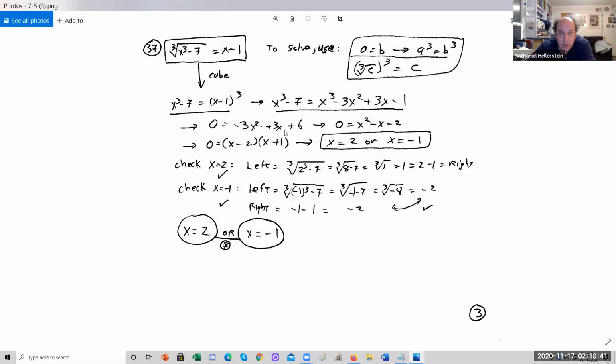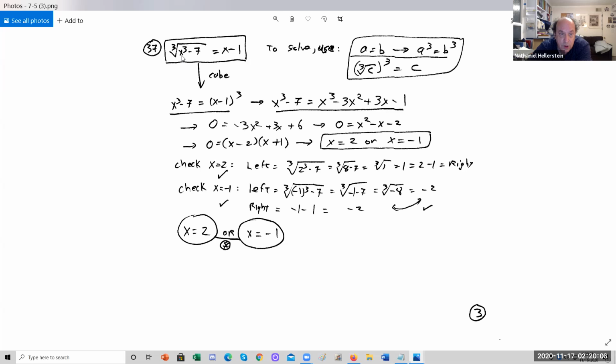0 equals -3x plus 3x squared plus 3x plus 6, divided by -3. 0 equals x squared minus x minus 2. Okay, great. This factors into 0 equals (x minus 2) times (x plus 1). Product equals 0 means one of the factors is 0, and so either x is 2 or x is -1. Now, you want to check both solutions to see if they're valid.